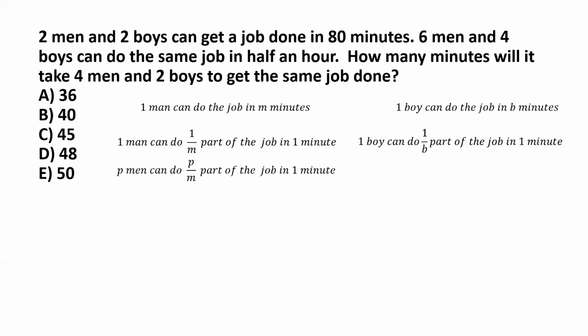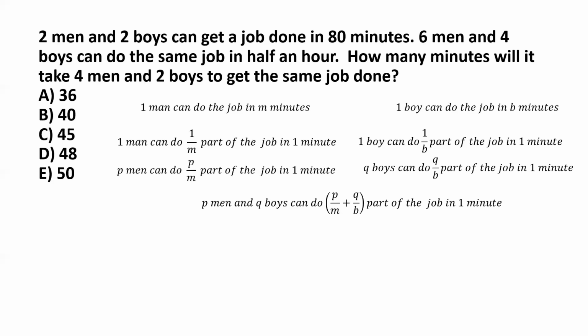So that's the multiplicative effect of having more men. And the same thing holds if we assume that there are q boys, then q boys can do q by b part of the job in 1 minute. So now we consider what happens when we have p men and q boys working together. Then an even greater part of the job gets done in 1 minute, and it's an additive effect this time. That additive effect is captured in p by m plus q by b, that part of the job being done in 1 minute with p men and q boys working together.